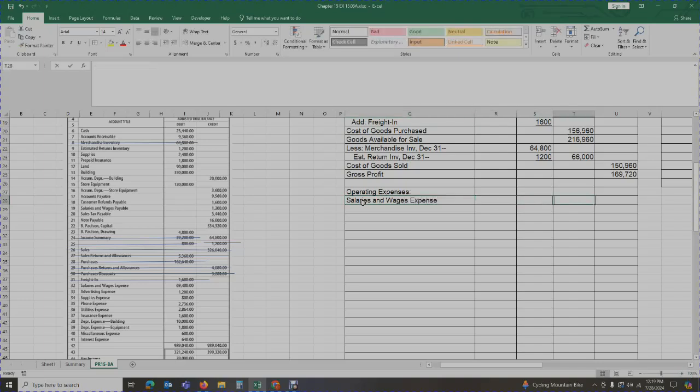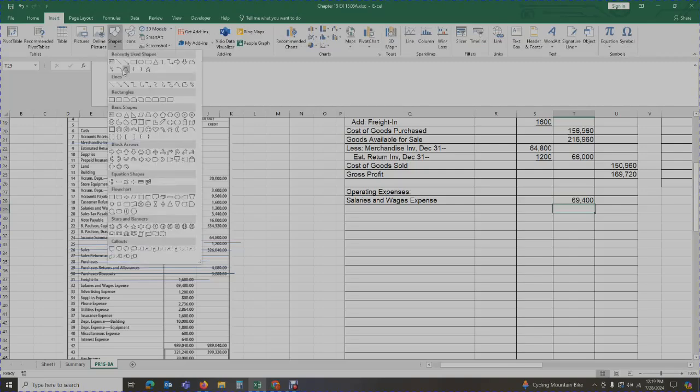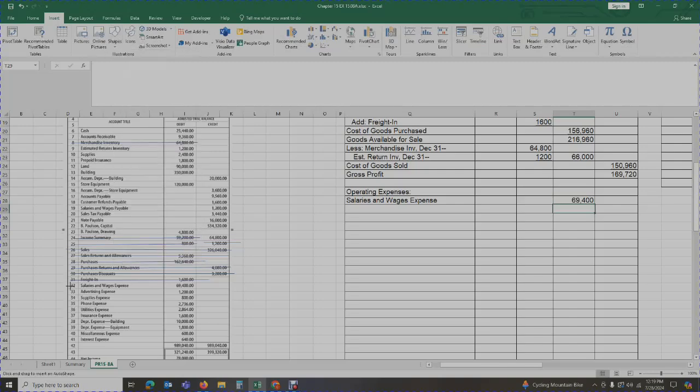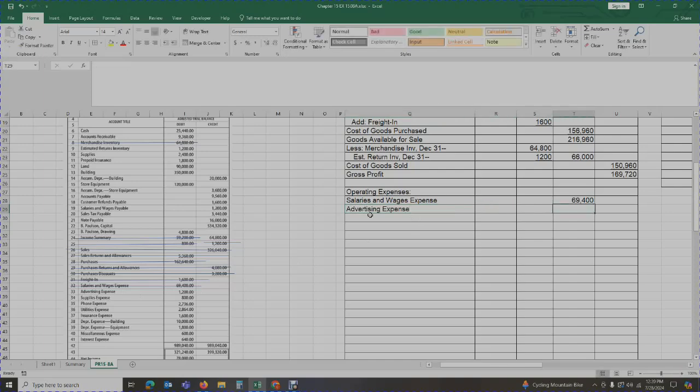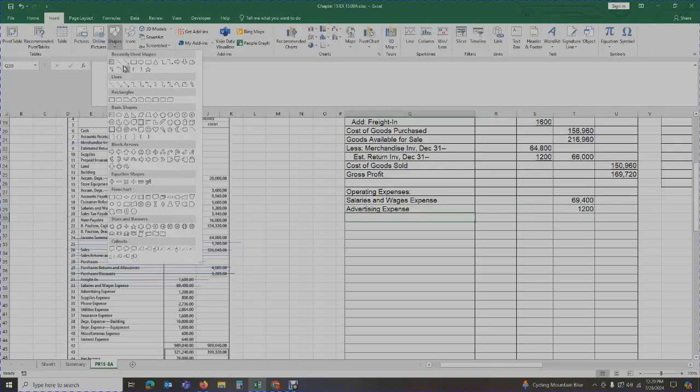For salaries and wages expense, we have 69,400. Okay. So we're just going to bring in all of our expense accounts. Next, we have supplies expense. I'm sorry, I'm missing one. We have advertising expense. So let's go in order. We have advertising expense, and we have advertising of 1,200. Okay. So let's move that over.